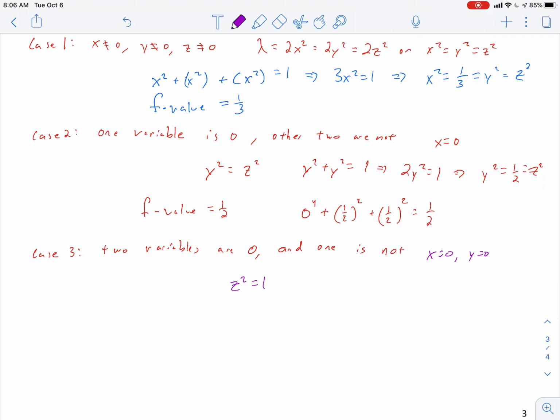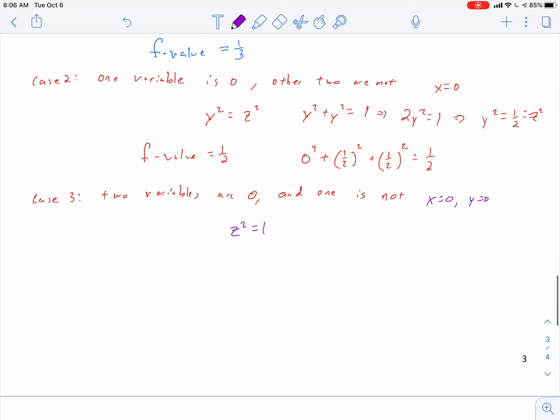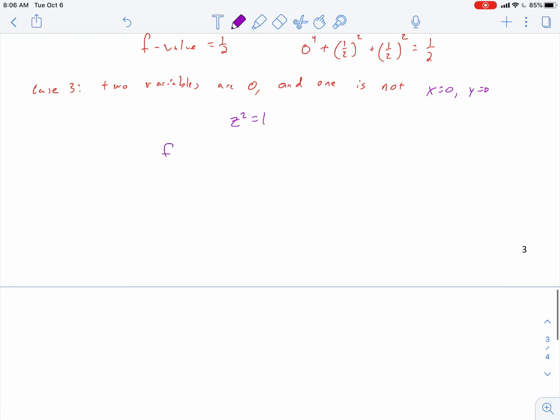All right, and if z squared is 1, then, of course, that's going to be our greatest f value. Our greatest f value is equal to 1. Why? Because I'd have 0 squared plus 0 squared plus 1 squared. Because z squared is equal to z to the 4th, and z squared is 1. So our greatest f value is going to be 1.